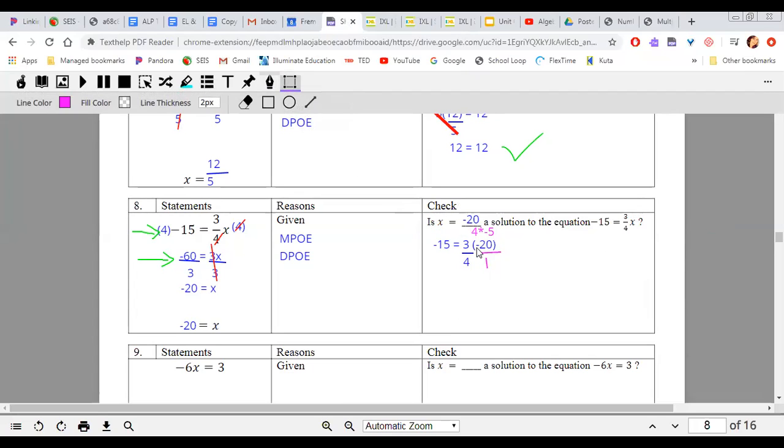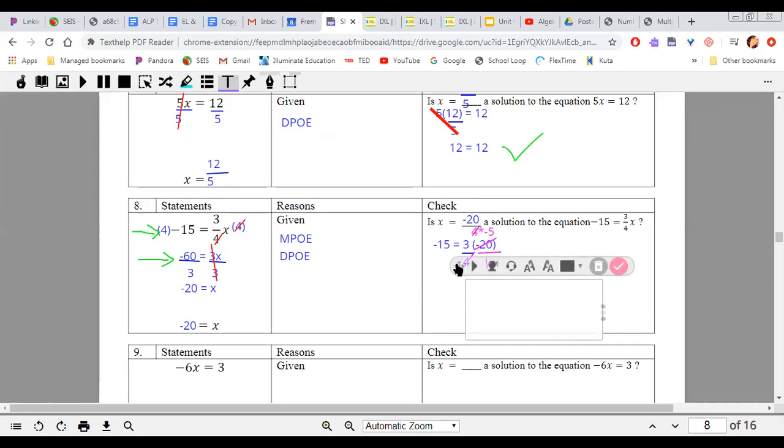Okay, so I'm crossing out my negative 20 because I wrote it a different way. I can now cross off my 4s. All right, so let's clean this up, rewriting my problem with my new simplified answer.